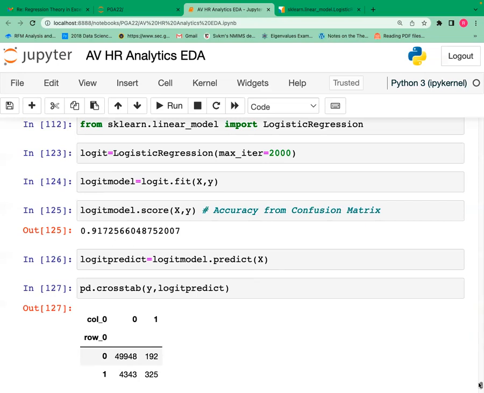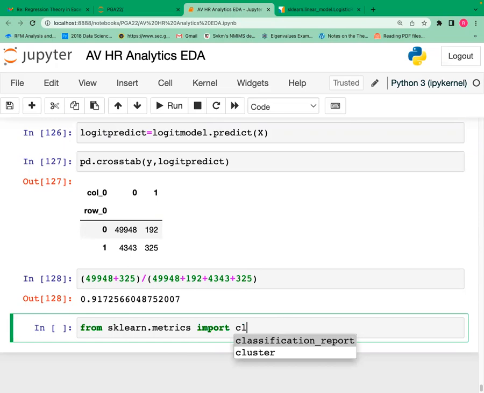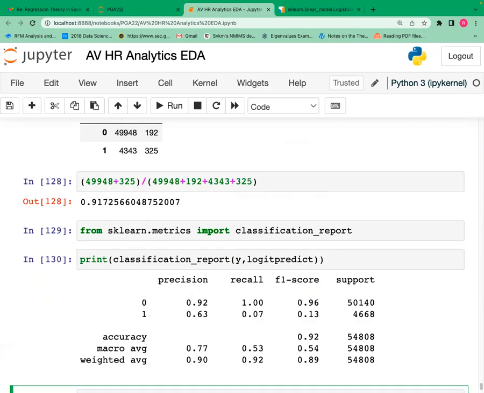Okay. Now for looking at other metrics, from sklearn.metrics import classification_report. Print classification_report of y, logit predict.